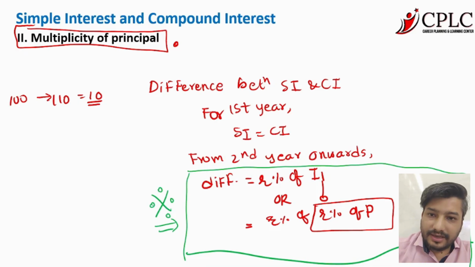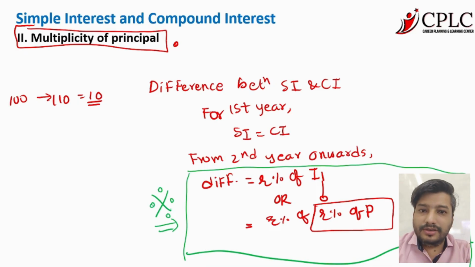Pause this video, take a snap or something if you want, so that you can copy paste it later, or just write it down in your notes. So this is about the difference between SI and CI as a small concept which is related to questions.